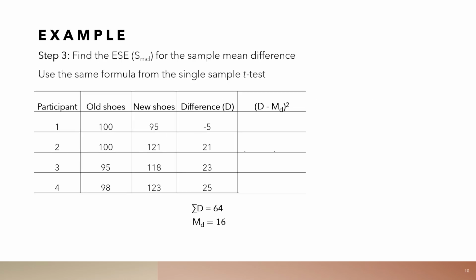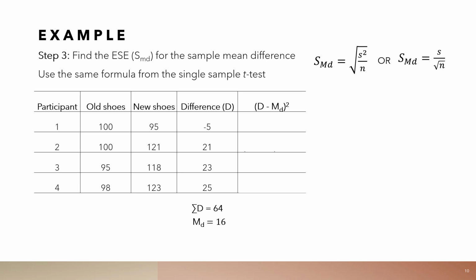Next, let's find the estimated standard error for the mean difference. We use the same formula for the estimated standard error as we did for the single sample t-test. If you need a refresher on this, you can see the Chapter 9 lecture, but I'll put the two variations of the equation here. While I tend to prefer the first equation, I'm going to be using the second equation with the sample standard deviation divided by the square root of n, just because the sample standard deviation is needed for finding the effect size later on.